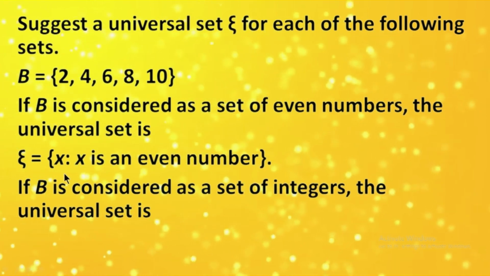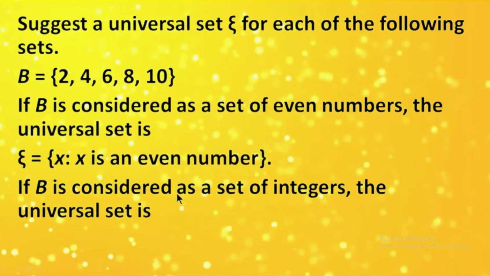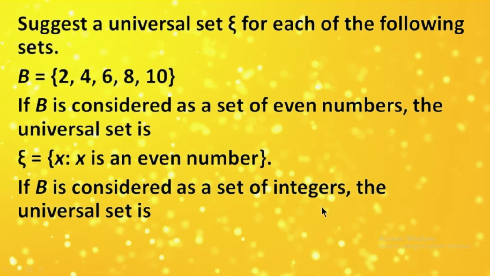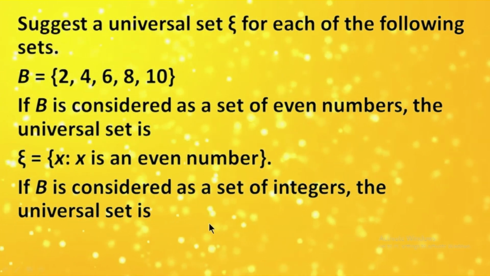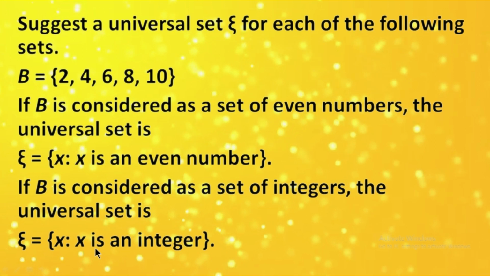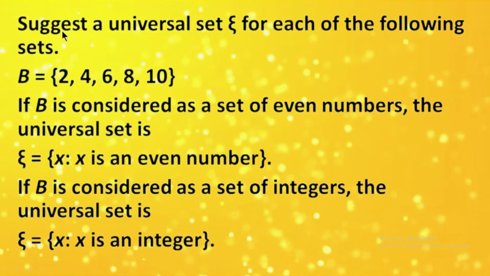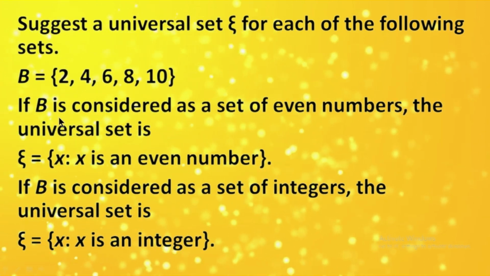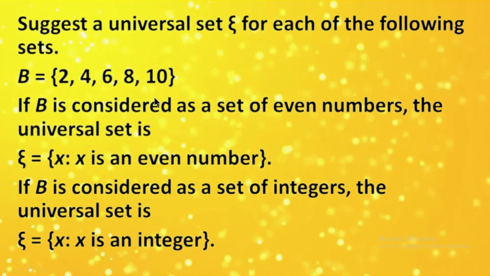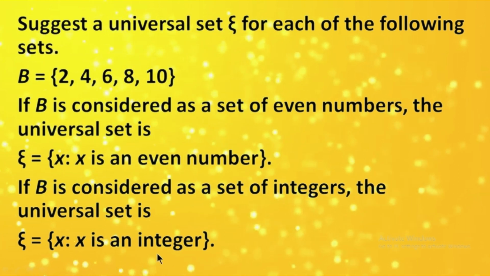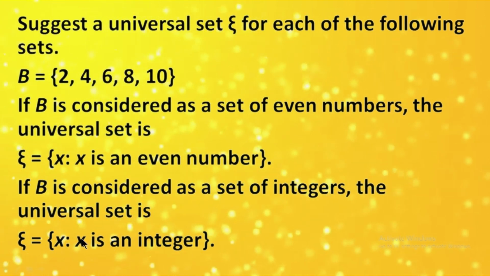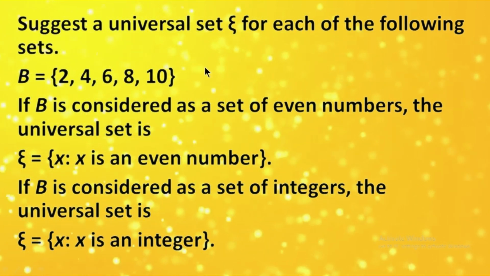Another way, if B is considered as a set of integers, the universal set is X, where X is an integer. Because as you can see, an even number is also an integer. So all the elements of B are integers. So this is another possible universal set of set B.